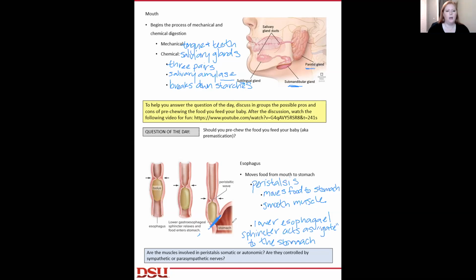All right, question of the day. Should you pre-chew the food you feed your baby? Pre-mastication.